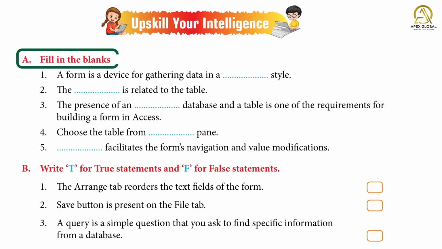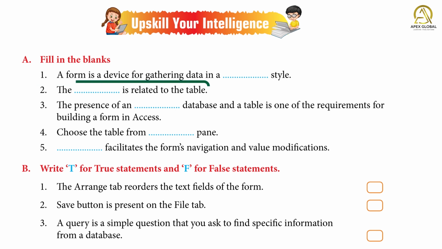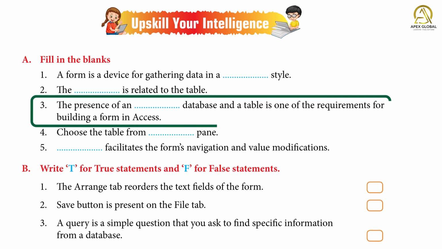Upskill your intelligence. A. Fill in the blanks. 1. A form is a device for gathering data in a dash style. Answer: sequential. 2. The dash is related to the table. Answer: form. 3. The presence of a dash database and the table is one of the requirements for building a form in Access. Answer: operational.